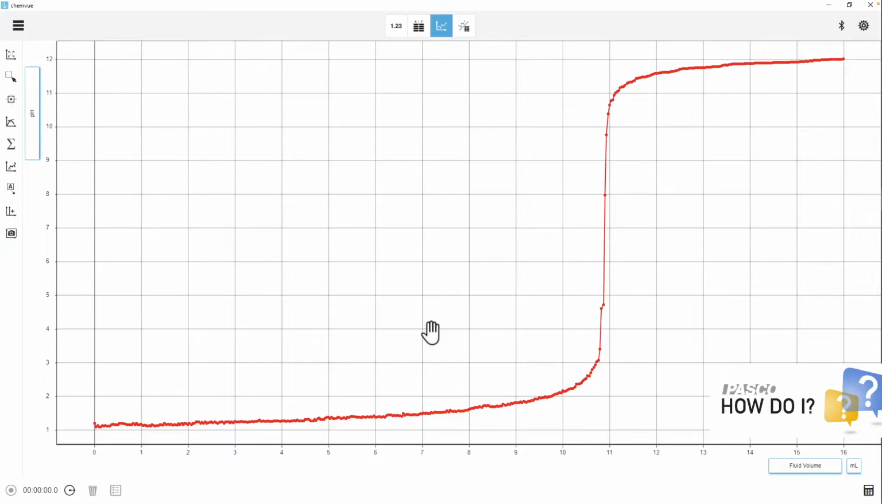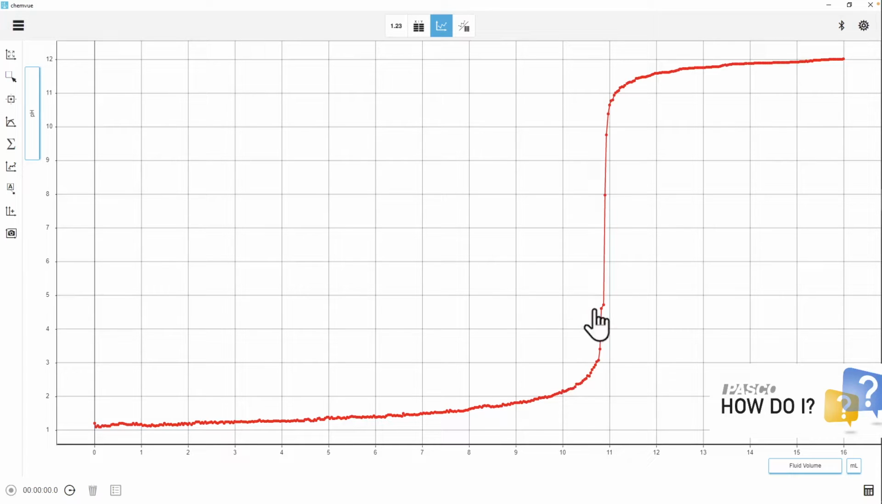Analyze titration data in Chemvue. I have here a set of acid-base titration data where I use the wireless drop counter to get fluid volume on the x-axis, and I use a pH sensor for pH data on the y-axis. To analyze and determine the pH and fluid volume at the equivalence point, I want to look at the most linear portion of data, which is right through here.